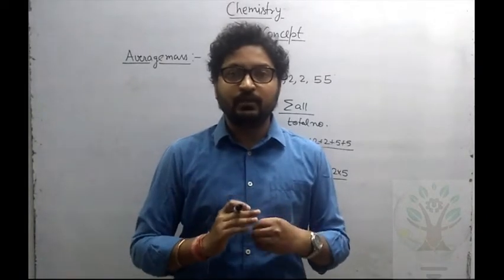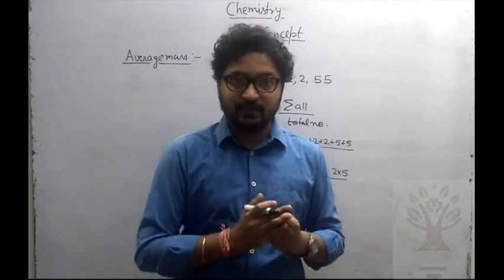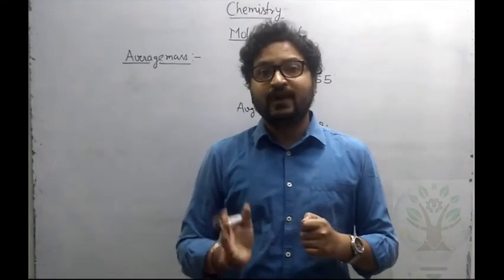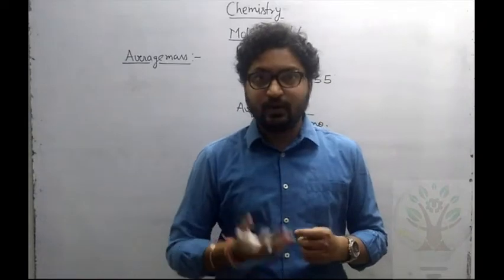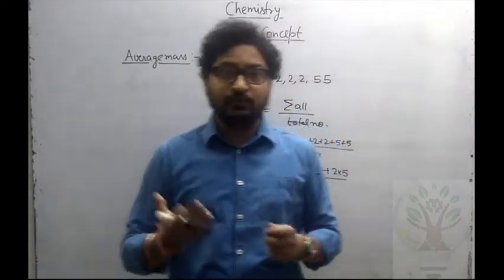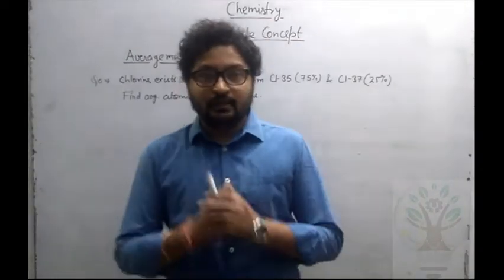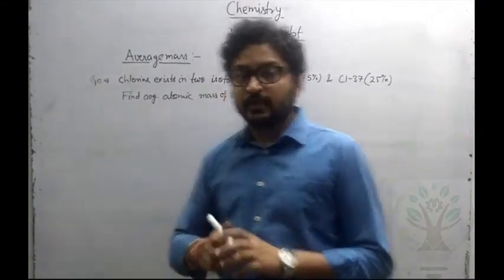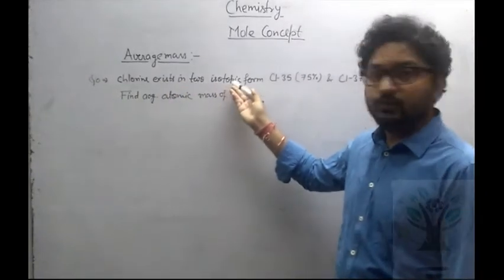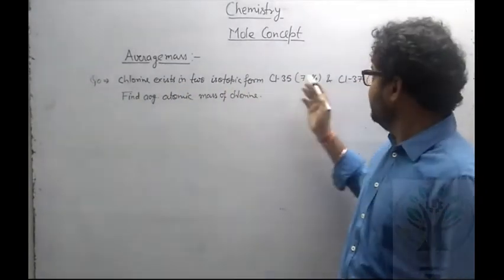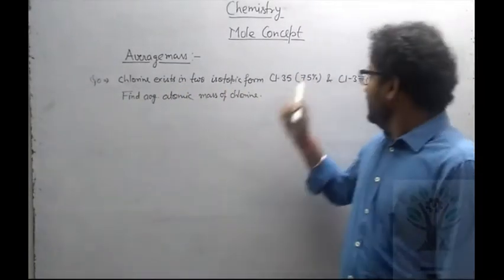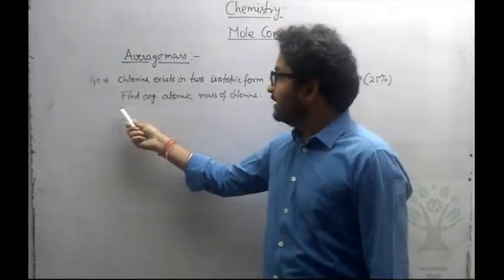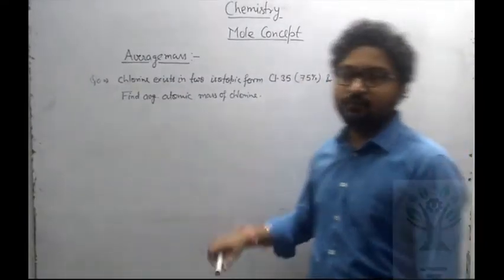So let's move to the average concept in our chemistry. You will be given some problems in which you will be asked to find the average of masses or the average of volumes. So how will we do that? Let's understand the further concept with a problem. They are saying chlorine exists in two isotopic forms, chlorine 35 which is 75% in nature and chlorine 37 which is 25% in nature. They are asking to find the average atomic mass of chlorine.